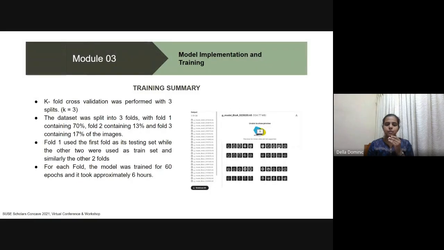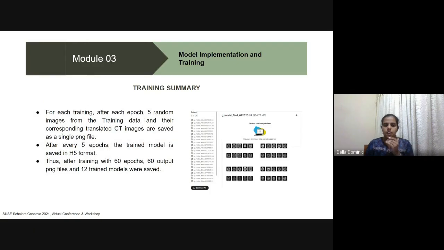For each fold, the model was trained for 60 epochs, and training for each fold took approximately 6 hours. So in total, it took around 18 hours. Now, after each epoch, 5 random images from the training data and their corresponding translated CT images are saved as a single PNG file. And after every 5 such epochs, the trained model was saved in .h5 format. Now, after training with 60 epochs, 60 output input file images and 12 trained models were saved.